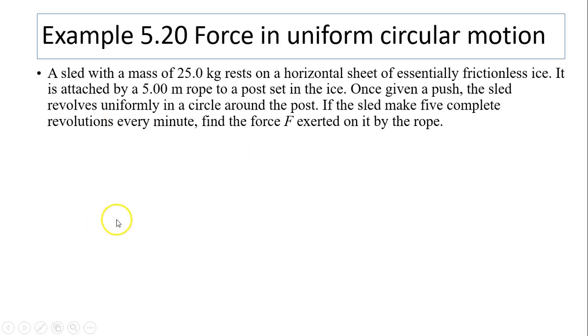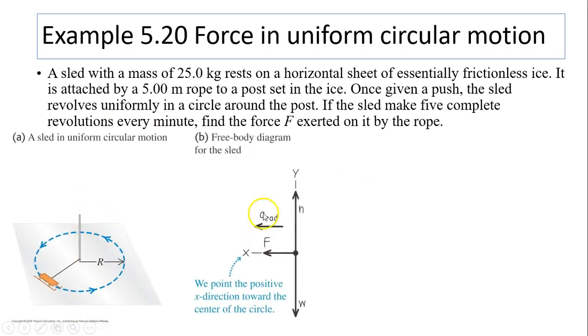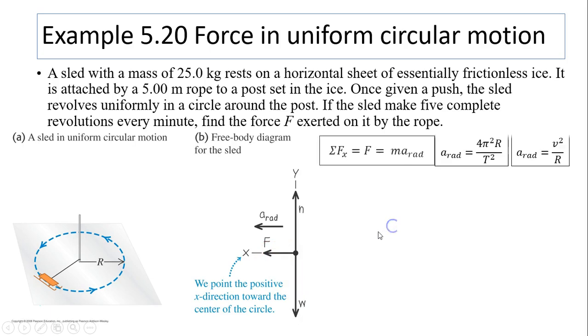So first, we need to draw a diagram and a free body diagram. On this free body diagram, there are 3 forces: normal force, weight, and tension. By the way, up is positive, down is negative, and x is pointing toward the center of the circle. So N and W cancel. This F is the tension, which is the force providing centripetal force. So Fx equals F equals m times centripetal acceleration, or radial acceleration.